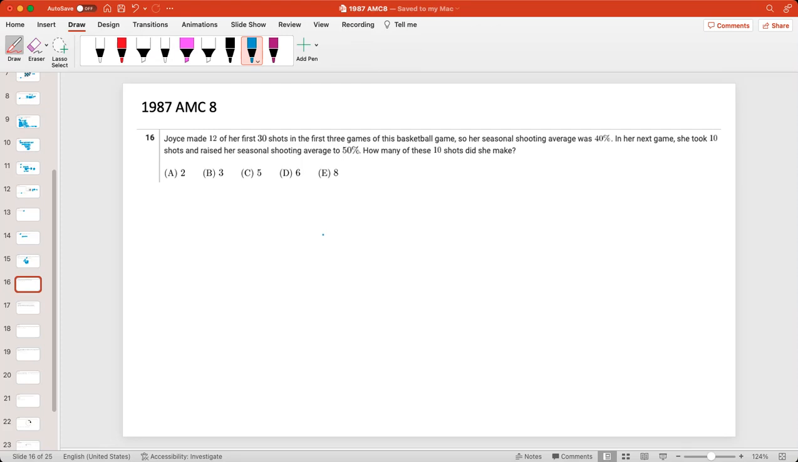So let's check this out. So she made 12 of her first 30 shots and her average was 40. So 12 out of 30. That's why her average is 40%. Now, in her next game, she took 10 shots. So the denominator is going to become 40 because earlier she had taken 30 shots. Now she's taking 40 shots. And her seasonal shooting average went to 50. So the answer should be like 50%, right?